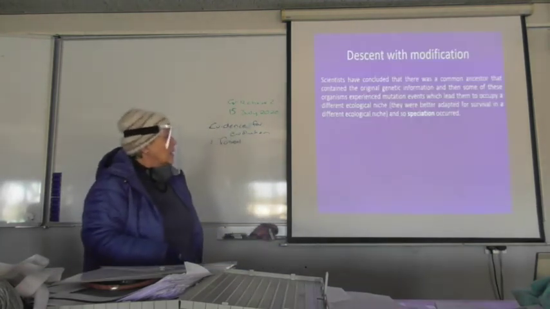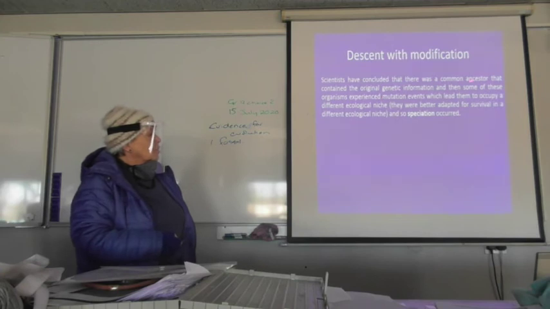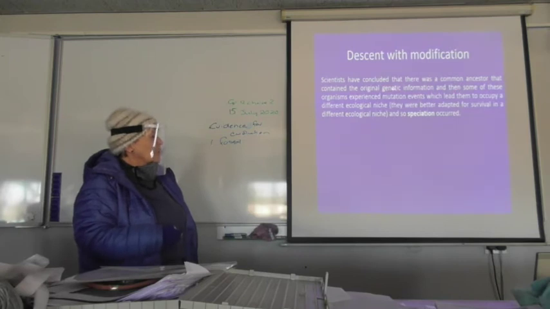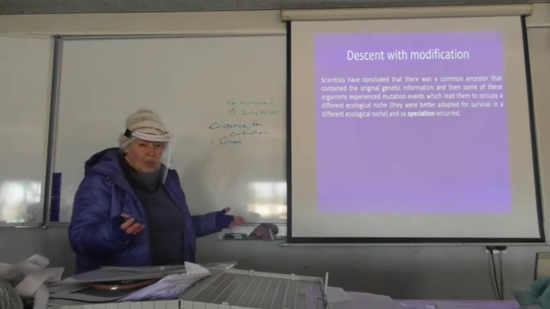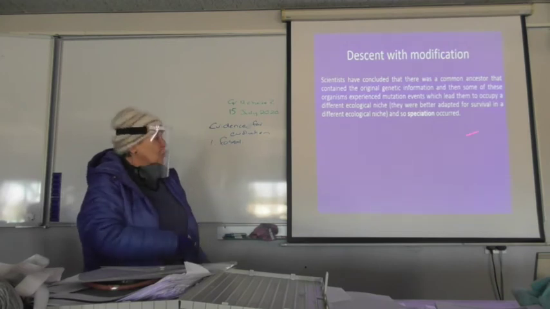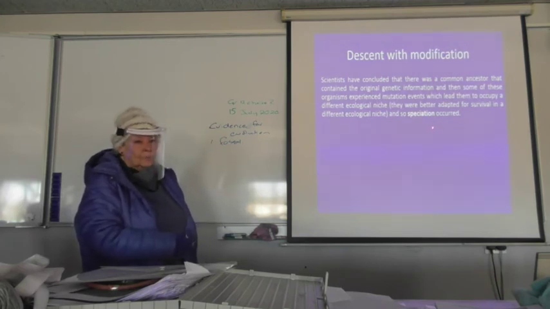Okay, right. So scientists have concluded that there was a common ancestor which had all the original genetic information, and some of these organisms experienced mutation events, and you know what that means, which led to some of them to occupy different ecological niches. In other words, they were better adapted for surviving in different ecological niches, and so speciation occurred.